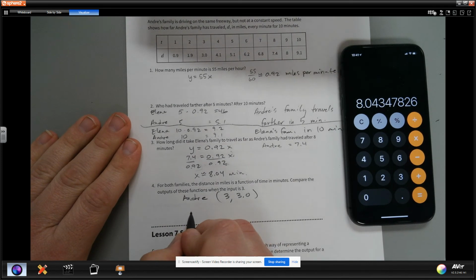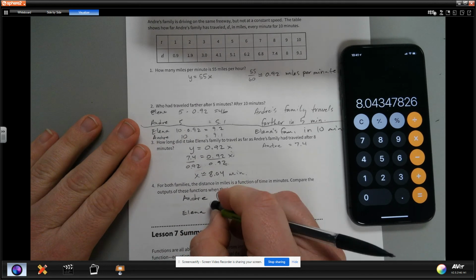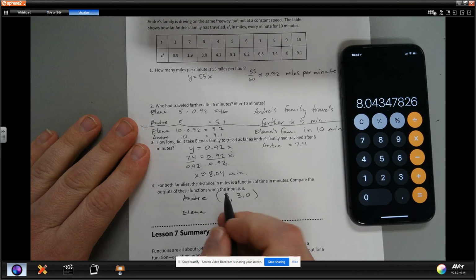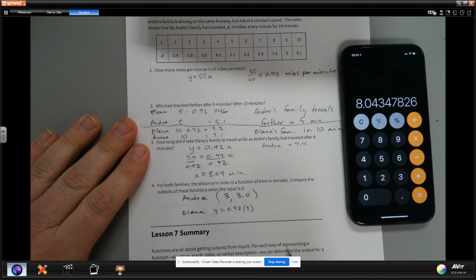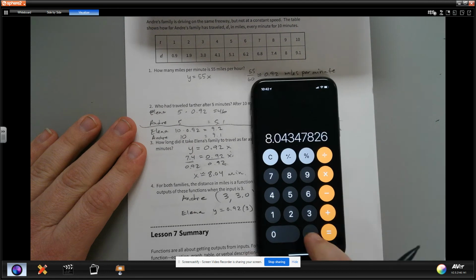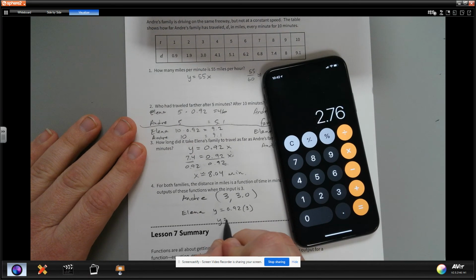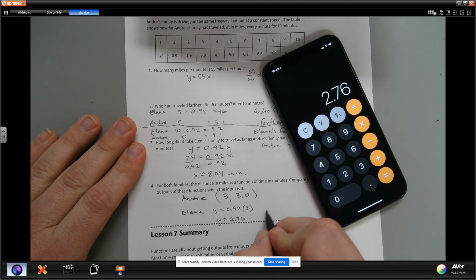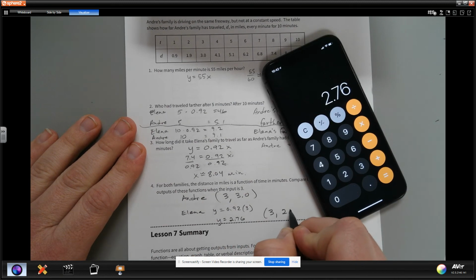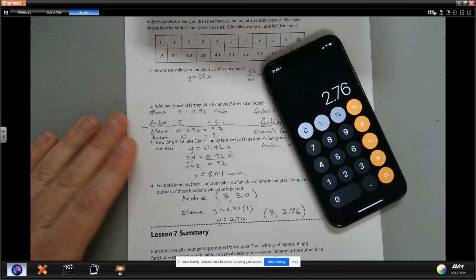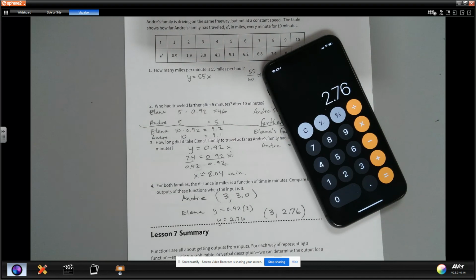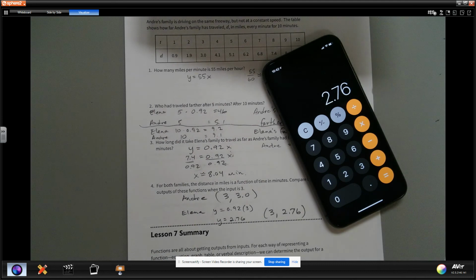When we talk about Elena, we have to plug some information in and just use her equation when they're talking about 3. So y is equal to 92 hundredths times 3. So we go ahead and multiply that. That is going to be an output of 2 76 hundredths. So when we talk about 3, 2 76 hundredths, we can see that at 3 minutes, Elena's family is going slower. Andre's family is going faster. So take your pick, whoever you want to travel with.